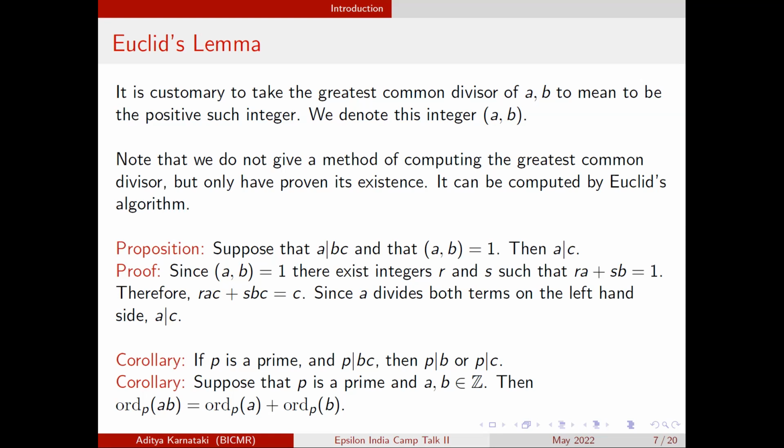So 1 is not equal to 0. So P has to be a prime for this. It's very important. These two are very important corollaries, and this proposition or its first corollary is frequently known as Euclid's lemma. Euclid proved it first while proving the unique prime factorization theorem.